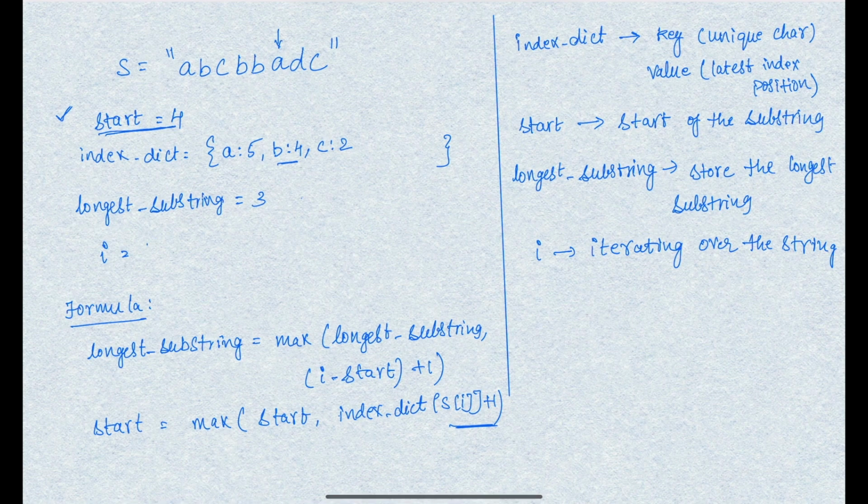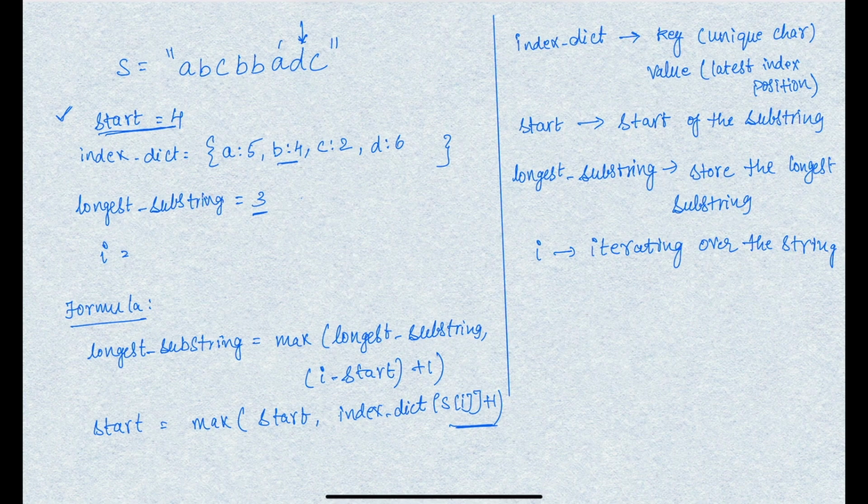Index position is 6. We are at this location. So we encountered a new character which is not found before. So we are going to add it to the index dictionary. So the index position of d is going to be 6. And in this case, the longest substring is equal to max of longest substring comma i minus start plus 1. So i minus start is 6 minus 4 plus 1. So max of 3 comma 3, that is going to be 3. Okay. Then we are moving on to the next index position.